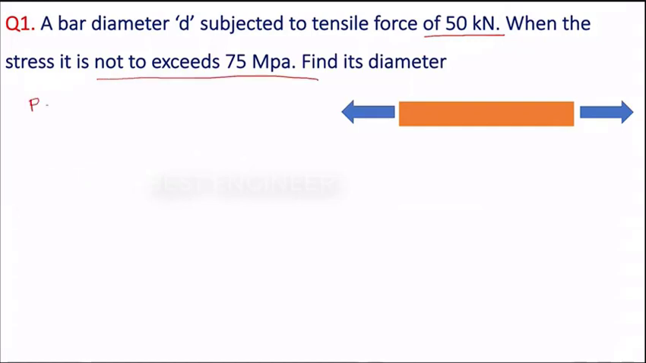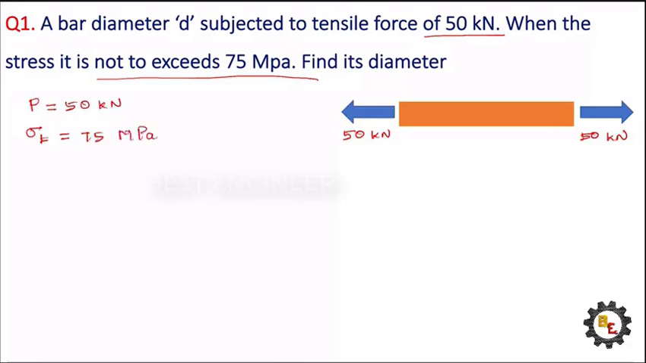Load P equals 50 kN. This force is applied here. Then the tensile stress produced in the rod due to this load is 75 megapascal. We need to find the diameter.